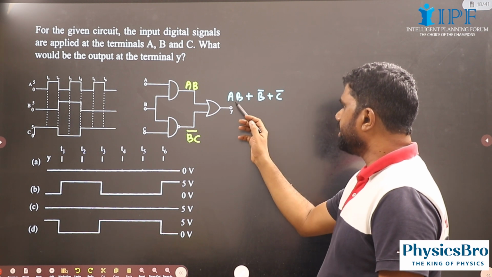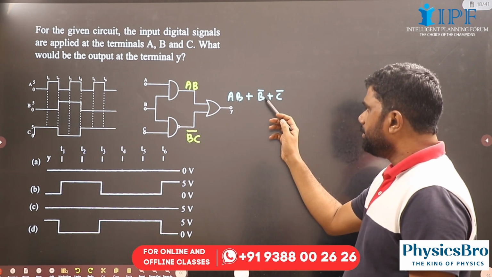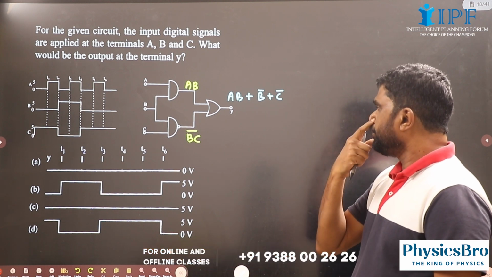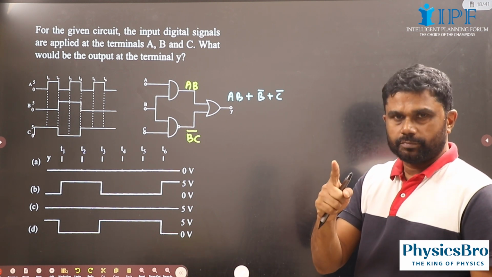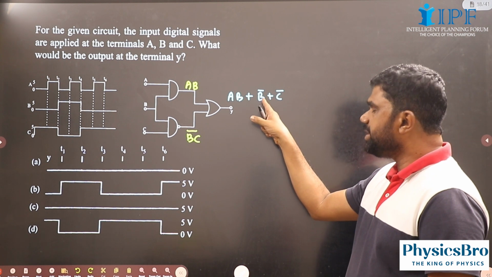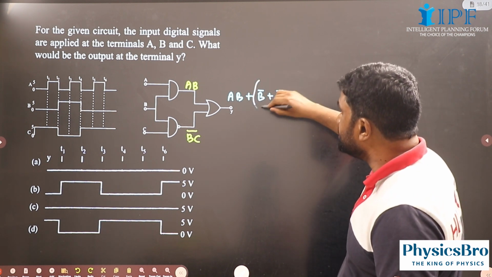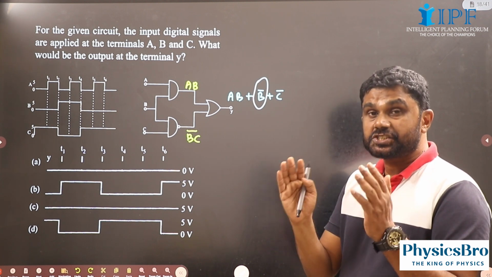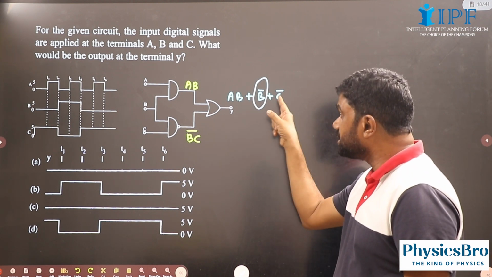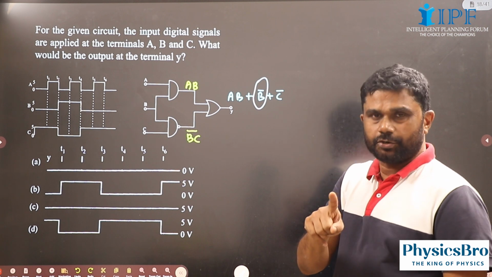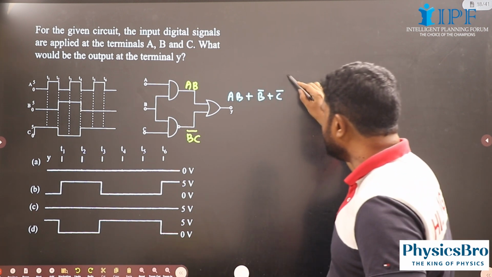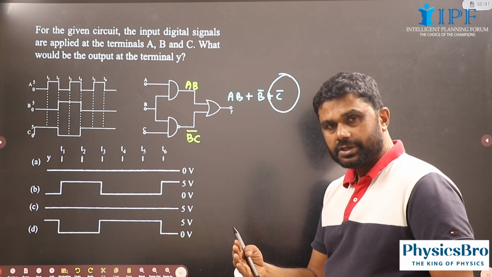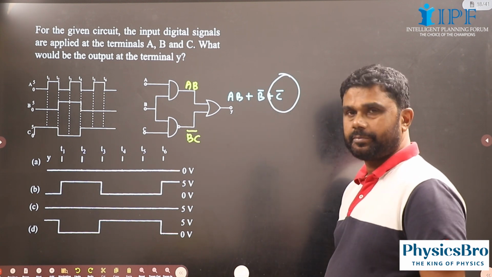Okay, so here we will get AB or B complement or C complement. Now see, if B is 0, B complement will be 1, and the output will be 1 irrespective of the status of the other variables. When C is 0, C complement will be 1, and the output will be 1 irrespective of the status of other variables.